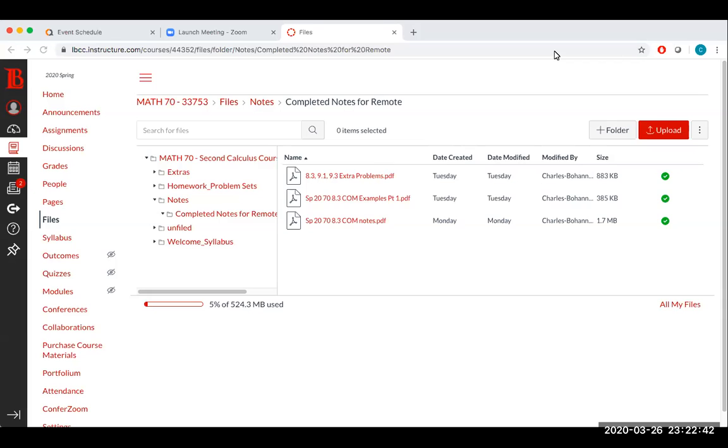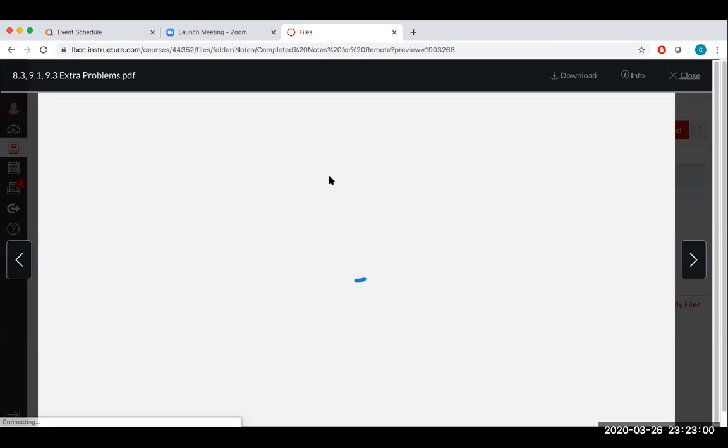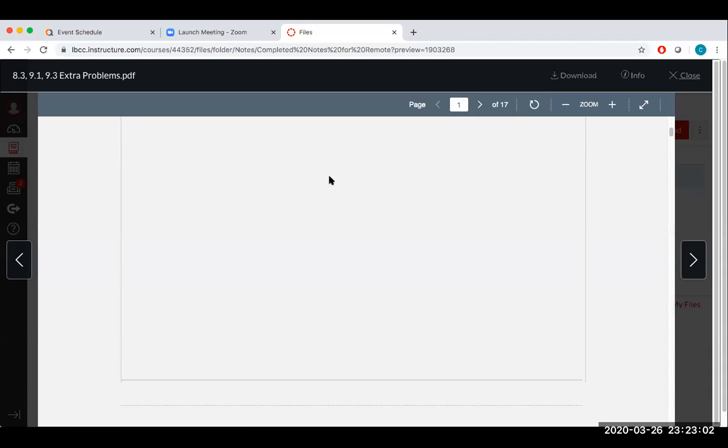My Math 70s. I'm going to be going over a centroid problem with you guys very shortly, just so you have the reference on where I'm getting this problem from. I made some extra problems to go over from 8.3, 9.1, and 9.3. They're in the file section in Canvas. If you go there, the problem I'm going to be covering right now is number 19.